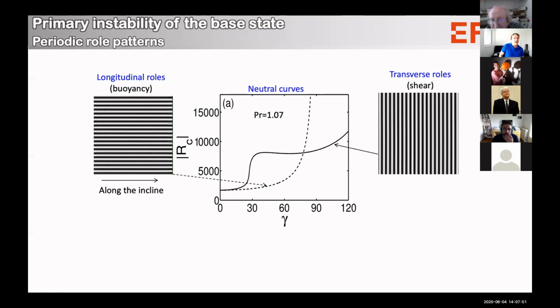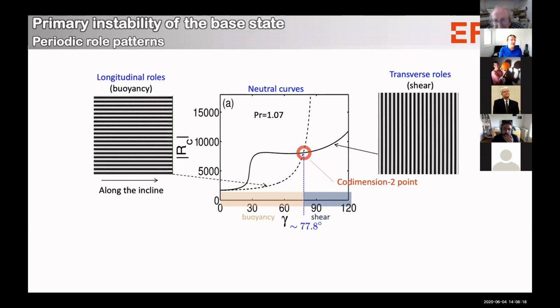And of course, what is very interesting is this codimension-2 point here, where both of them become unstable at the same time. Why is that interesting? Well, below this point, the system is predominantly buoyancy driven. Above it, it's mostly shear driven. And here the system has, in some sense, an identity crisis. It doesn't really know what it is. Good. So these are the primary instabilities.